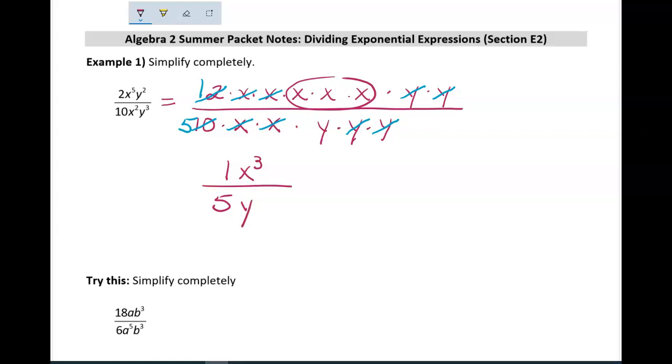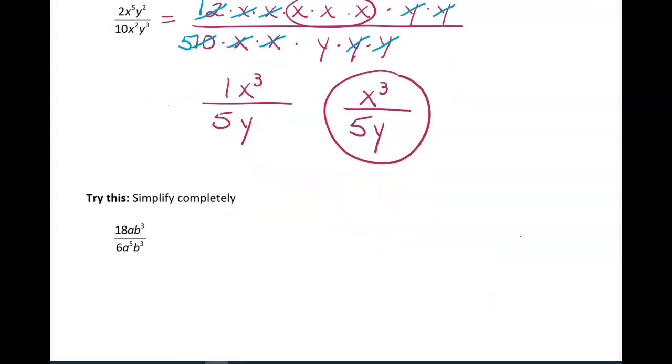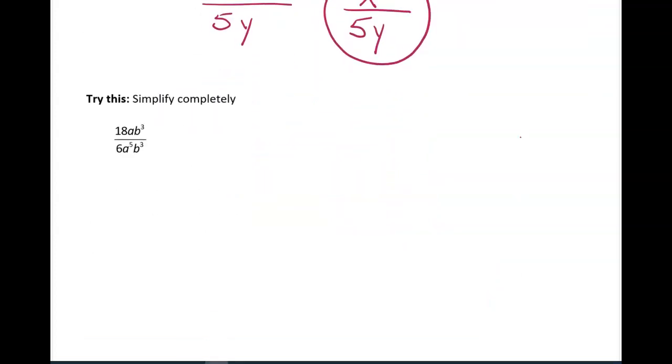Now, a note about simplification: 1 times x cubed is x cubed, so in simplest form, it's x cubed over 5y. Try the one below on your own, and pause the video while you do this.